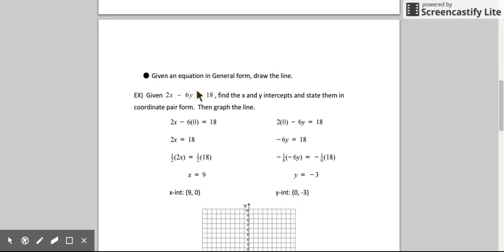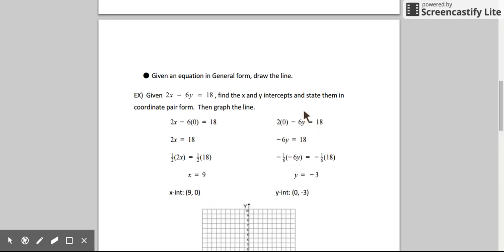So take this equation and find the x-intercept. To do that, we cancel our y by substituting 0, and then solve for x. So 2x equals 18. We can divide both sides by 2 or multiply by 1/2, and we get x is 9. So x is 9 when y is 0. That's an x-intercept.